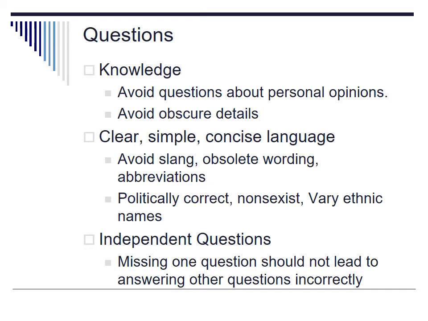So we generally want to avoid any questions that get into "it depends" answers or personal opinions. We want to make sure the question itself avoids obscure details. Now, we may want obscure details in the responses, the foils or distractor items, but the question itself should be very clear, simple, and in concise language. We should avoid slang, obsolete wording, and abbreviations.